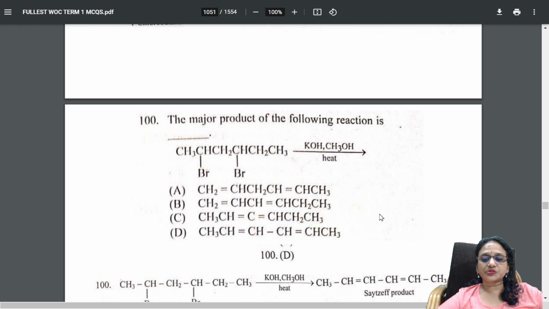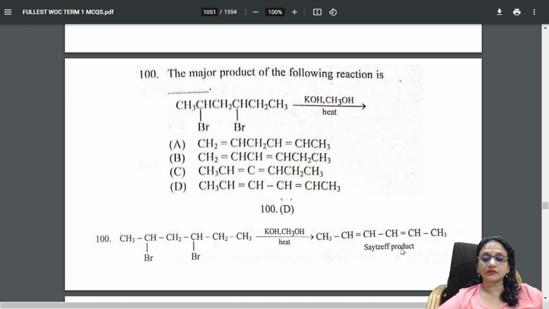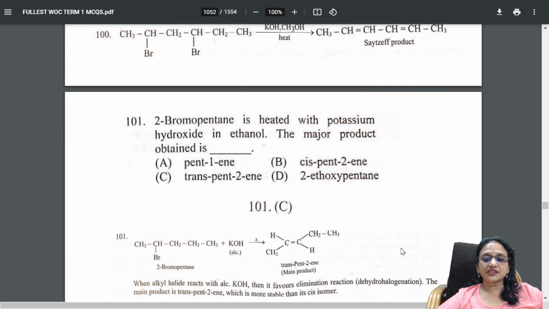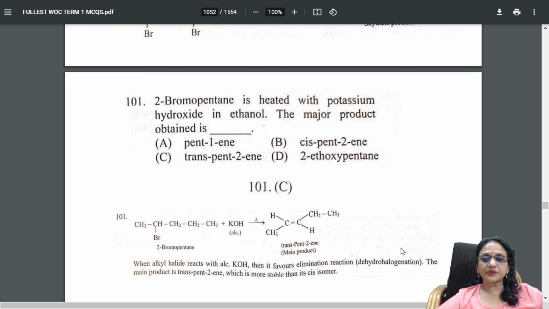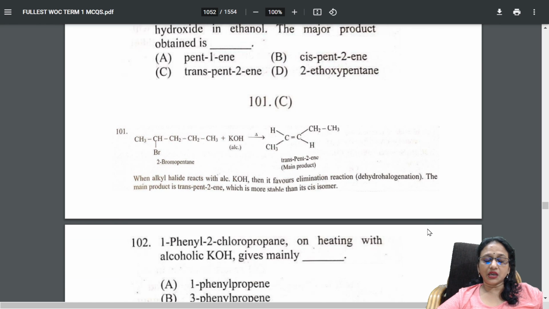This is your concept of alcoholic KOH. They may give it like this also, like methanol, nothing to worry. Then 2-bromopentane is heated, all right. So 2-bromopentane, fine. They're going to give you alcoholic KOH. What is the reason for this? What product? Alcoholic KOH prefers the elimination product, so you get alkenes. Pentane given means pent-2-ene.